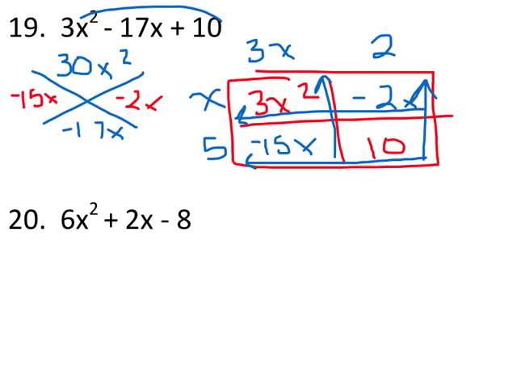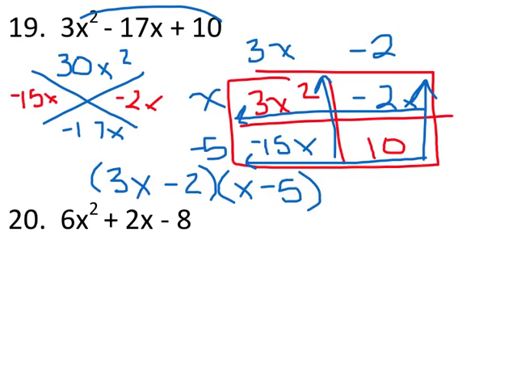Now remember, we have these negatives here, so is 2 times x negative 2x? No, so that means this one will need to be a negative, and same thing with 3x and 5. That will need to be a negative. So our final answer, 3x minus 2 and x minus 5.